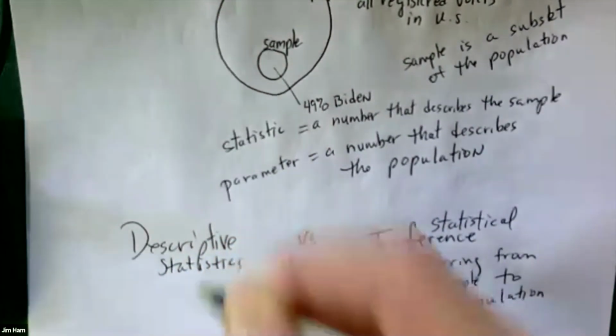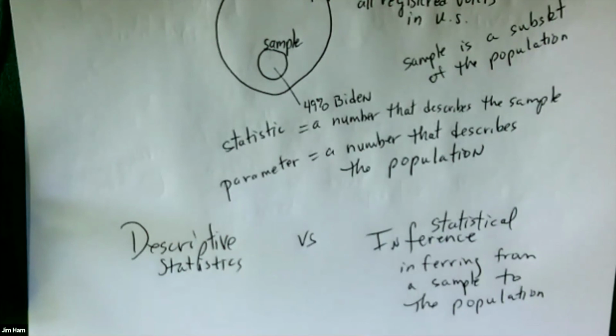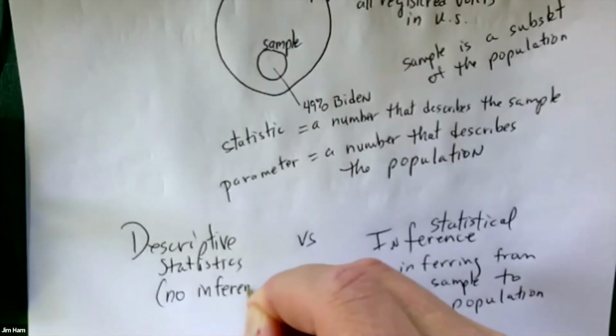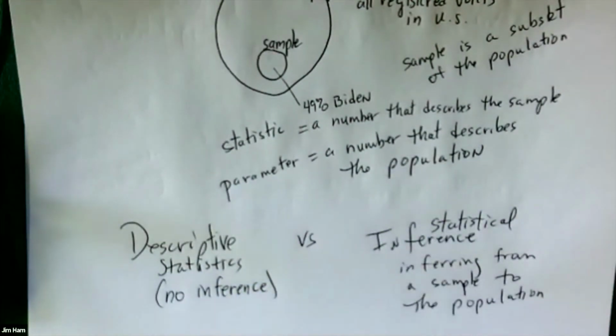Now, if you're just going to describe a group and you're not going to infer to a larger population, then we just call that descriptive statistics. So another thing that they talk about in this section is just to see the difference between descriptive statistics, where you're just describing a group, and inferential statistics, where you're inferring from a sample to a larger population.